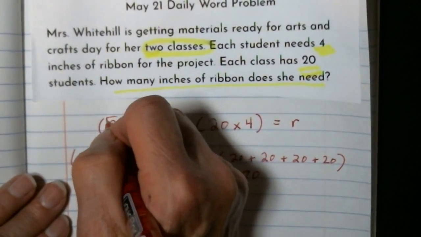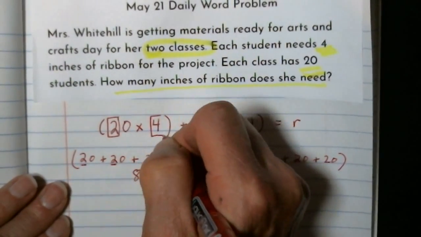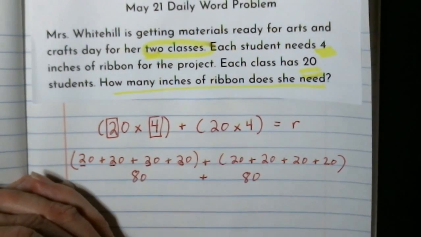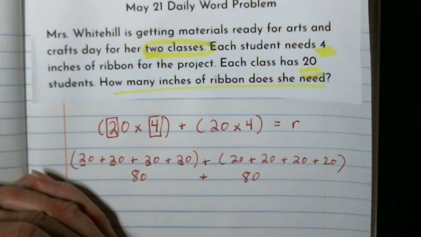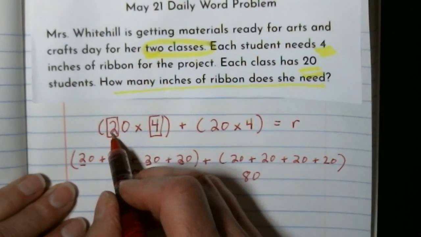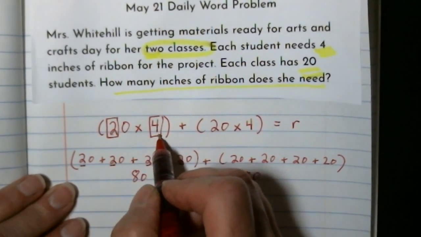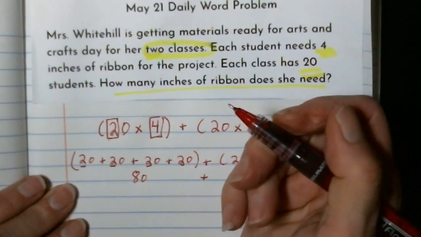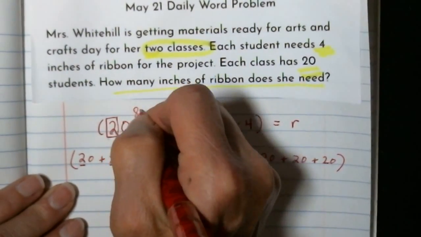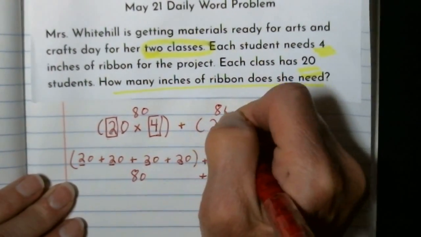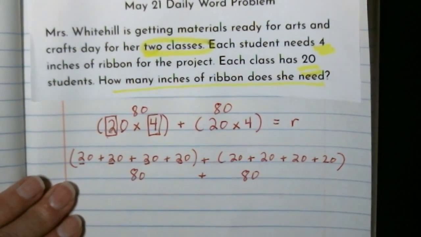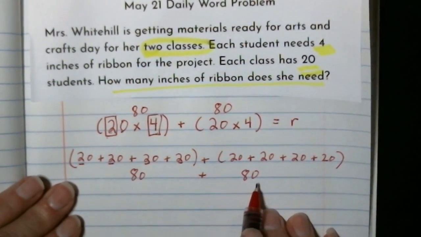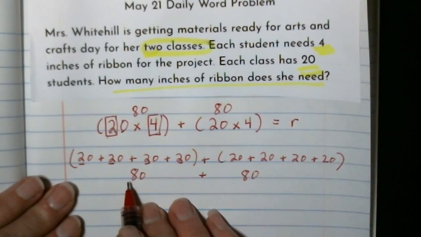Now if you did the multiplying by multiples of 10, it would be faster. You're just multiplying the 2 and the 4 and you get 8, but then because this is really 20, you have to add a 0. So this would still be 80 and 80. Okay? Now we have to add those up though. So we have 80 plus 80.